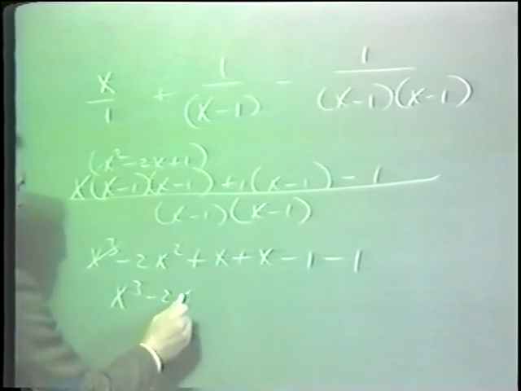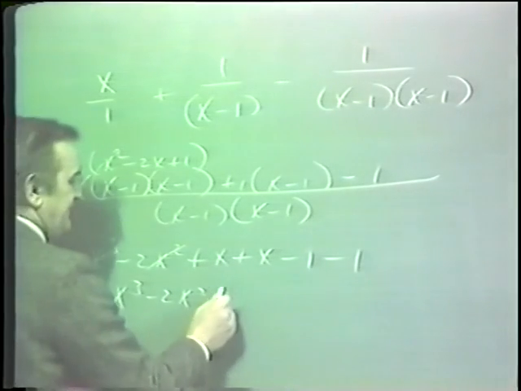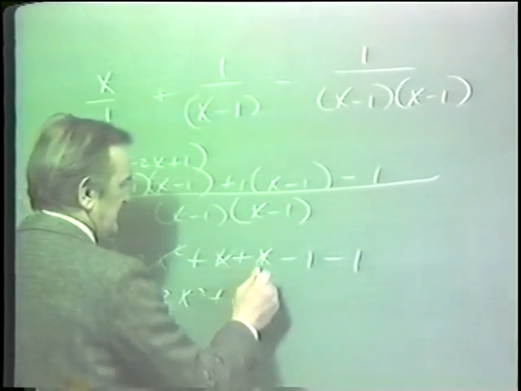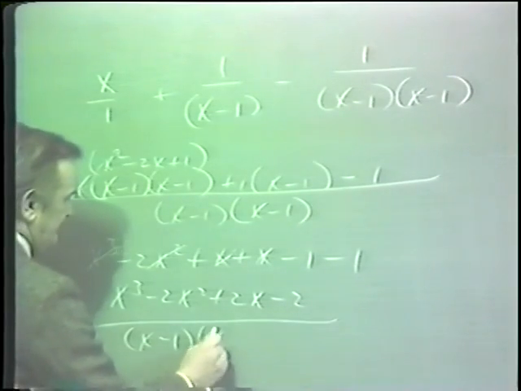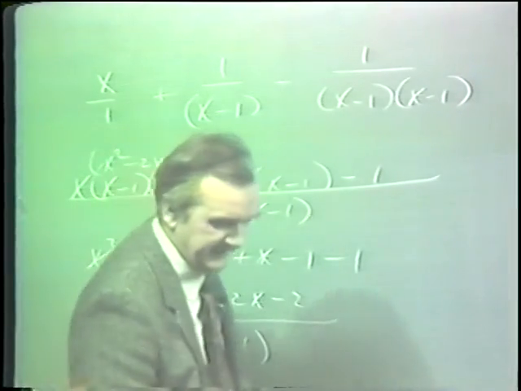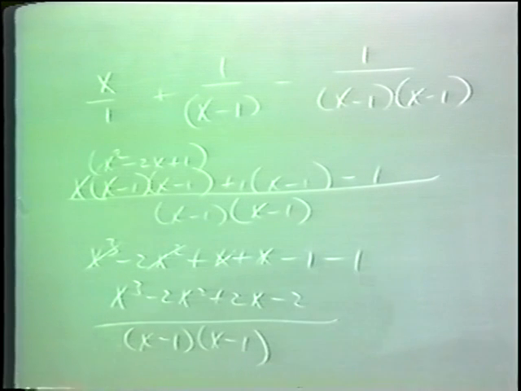Combining like terms, we have x to the third, a negative 2x squared, a positive 2x, a negative 2. And this is all over x minus 1, x minus 1. And that should be the answer in the back of the book. It's correct. Okay, let's go on. Let's finish up this unit.